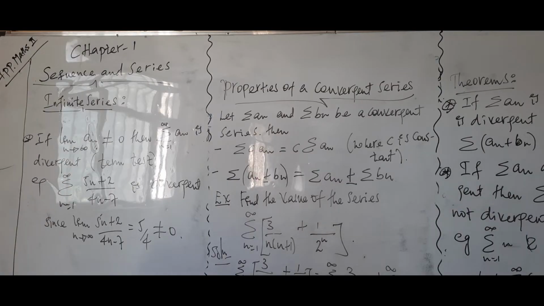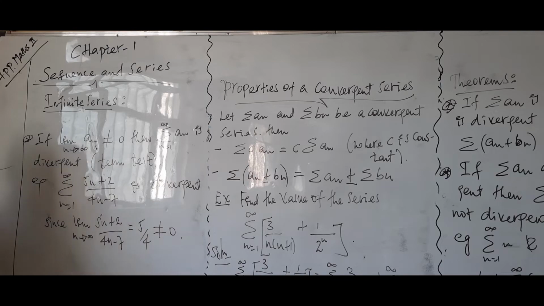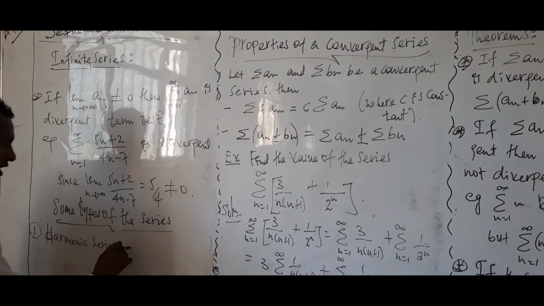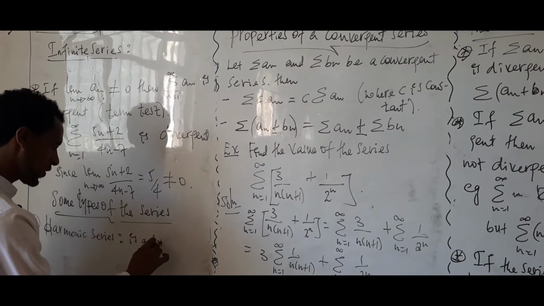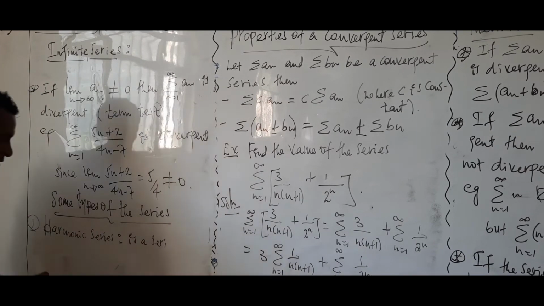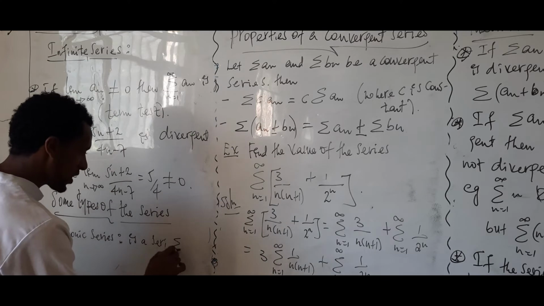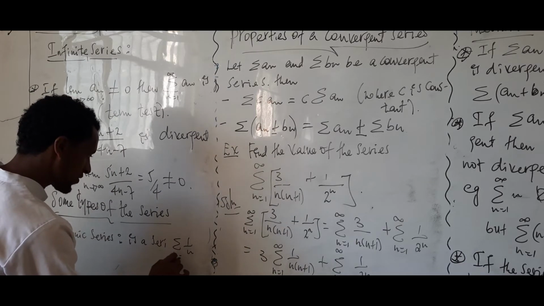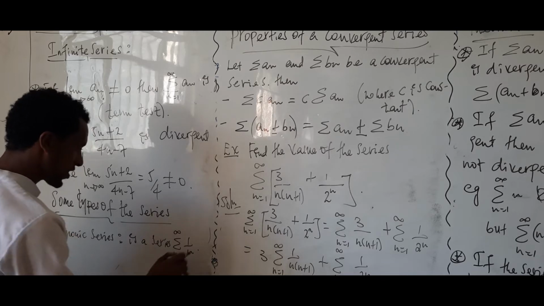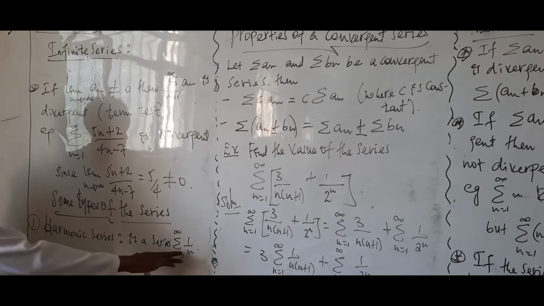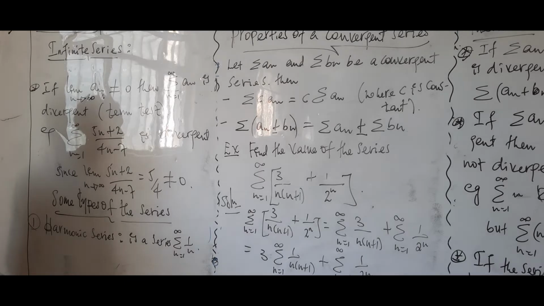So those are some properties of the series. Next, let us see some types of series. Harmonic series. The harmonic series is the sum of 1 over n when n starts from 1 to infinity. This series is called the harmonic series.